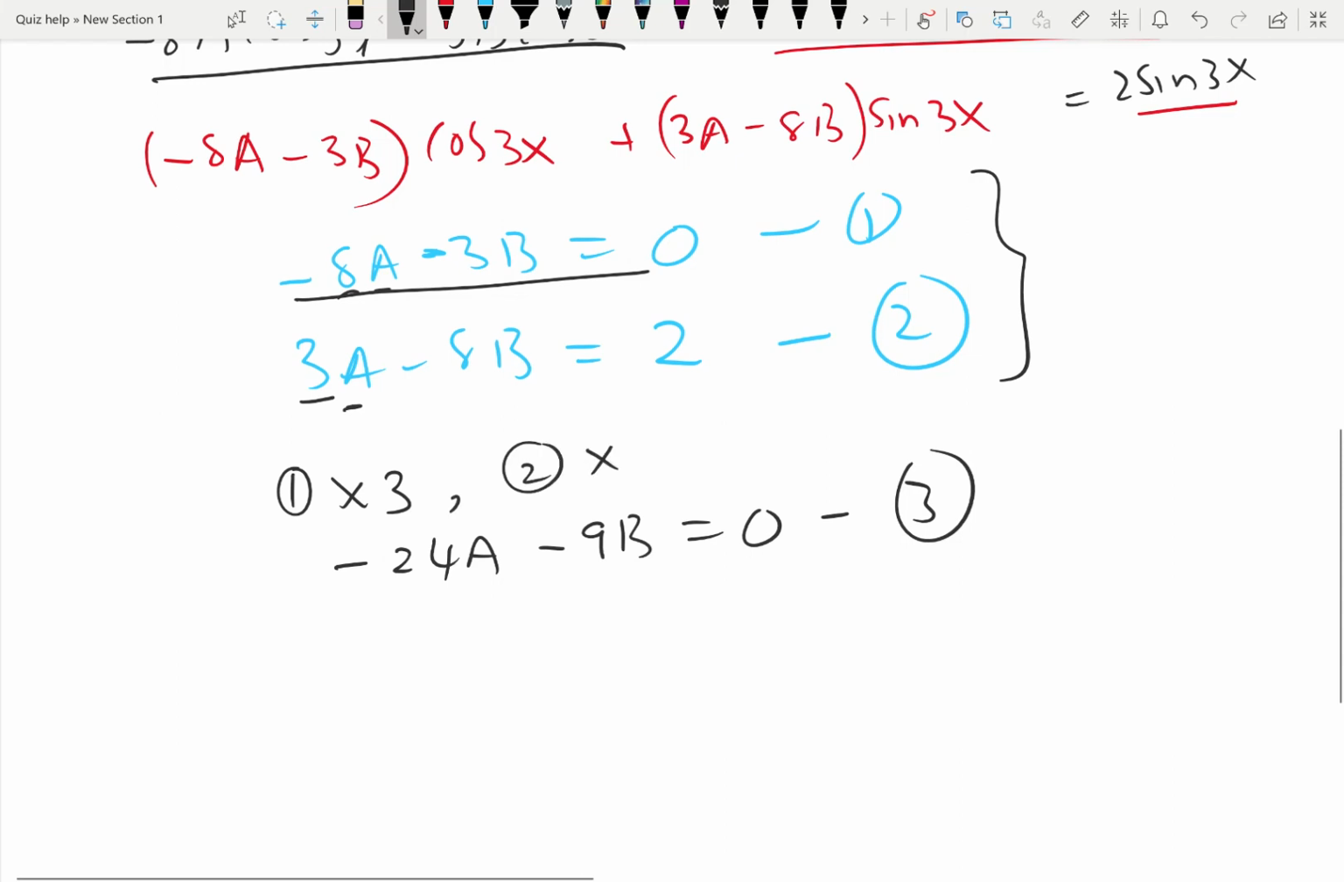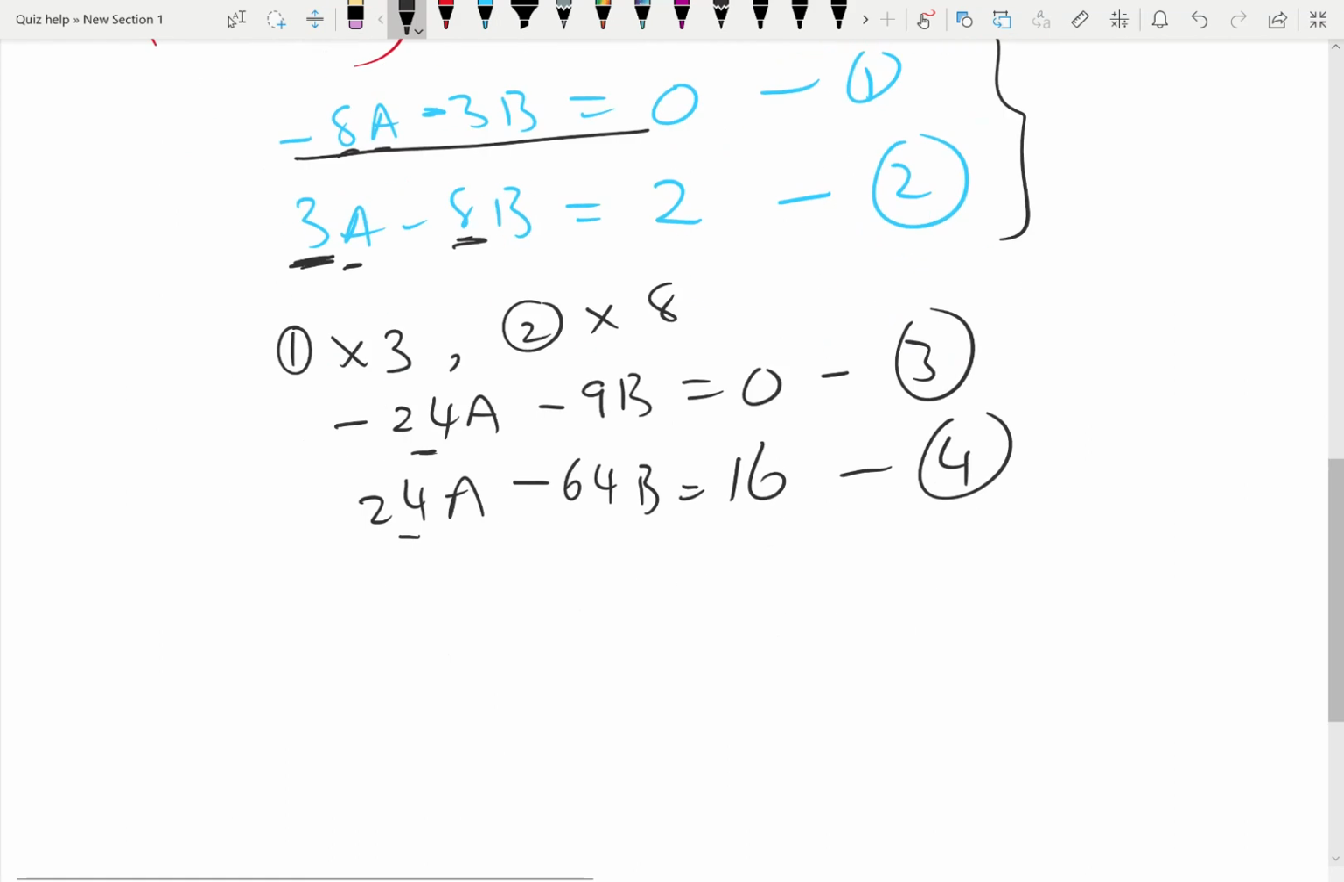Let's multiply the second equation by 8. Why do I multiply by 8? 8 times 3 is 24. So we get 24a, the same number but different sign. So we can cancel out a. Okay. So 8 times 8, 64. So 64b. 8 times 2 is 16. So this is the fourth equation.